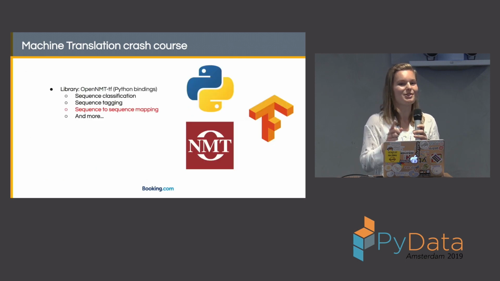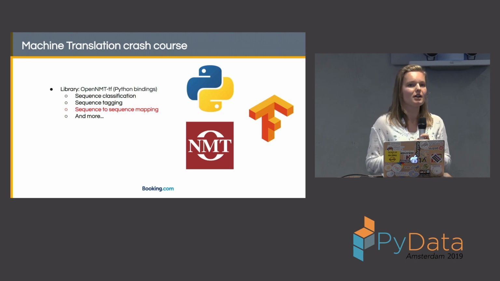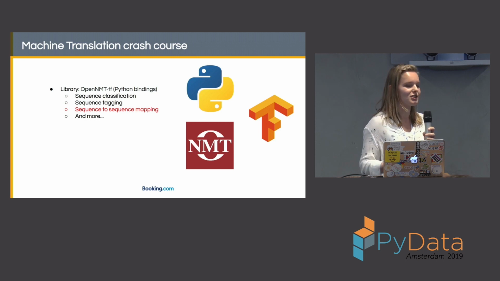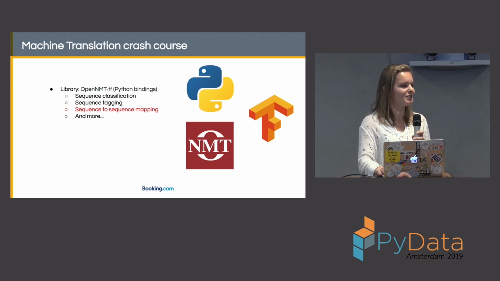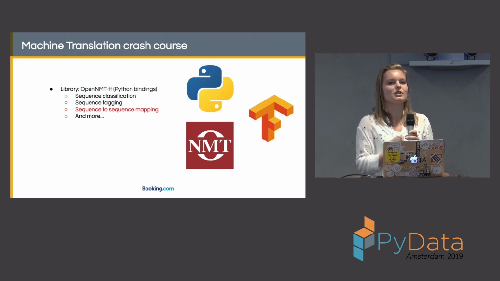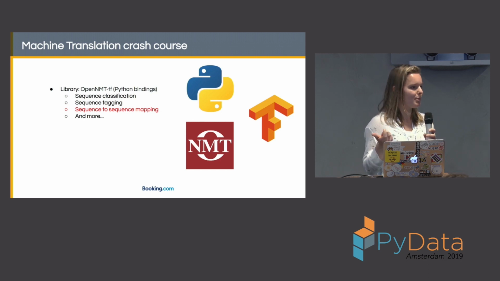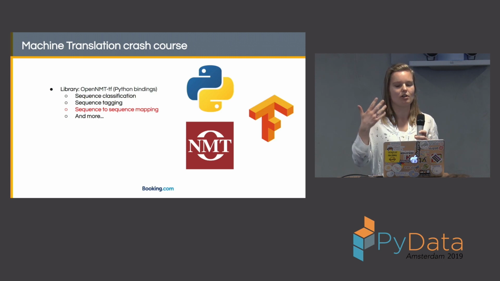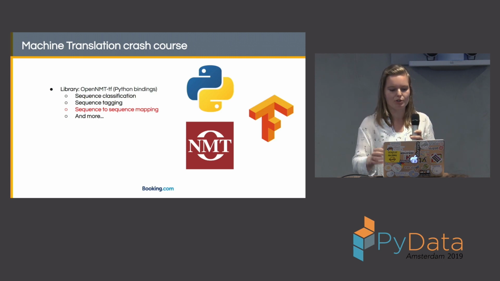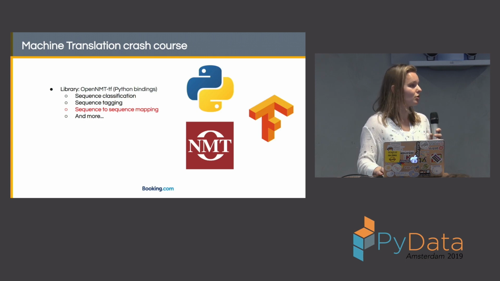I just want to show one thing in between, which is the specific library that we're using here at Booking. It's OpenNMT, for neural machine translation. It has Python binding, so we're on the right conference, I guess. It does sequence to sequence mapping, which is a thing that we use, but it also has other options, maybe classification or sequence tagging.